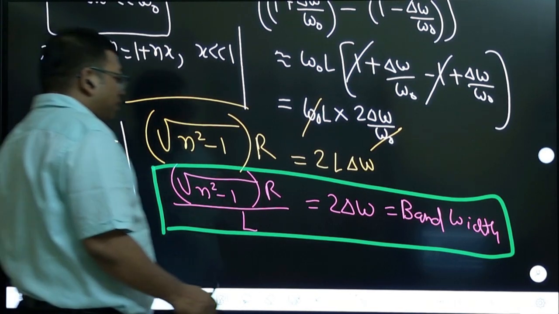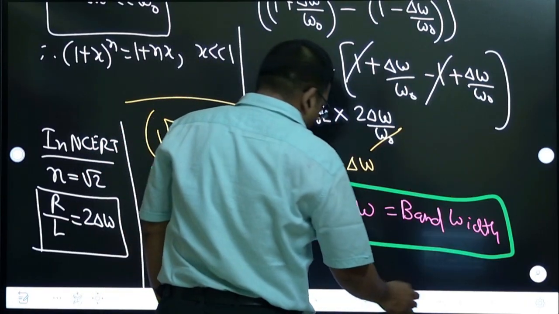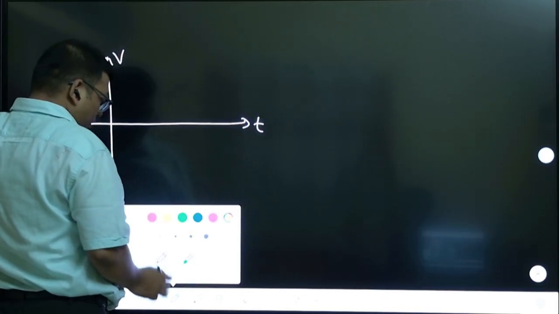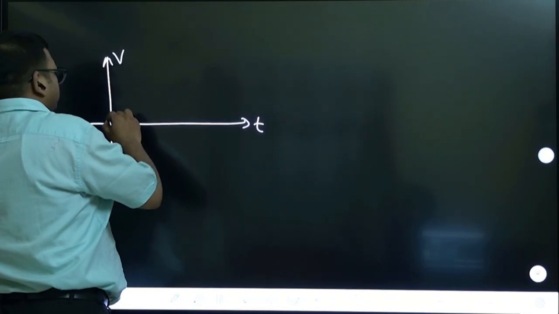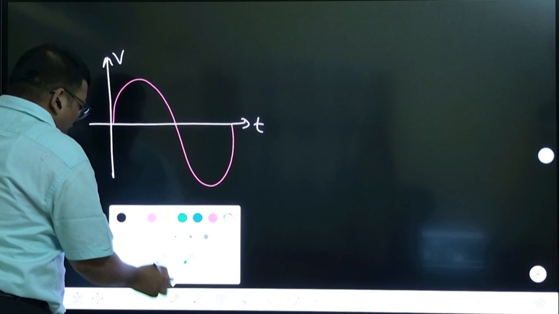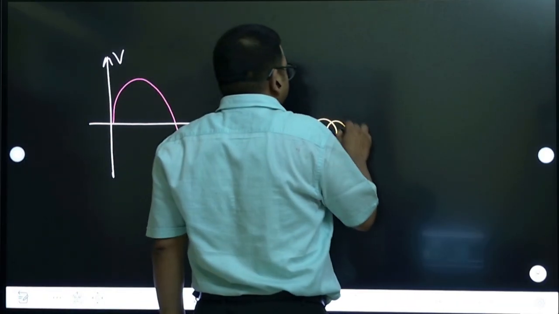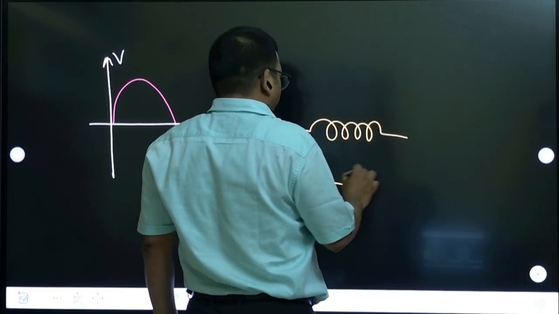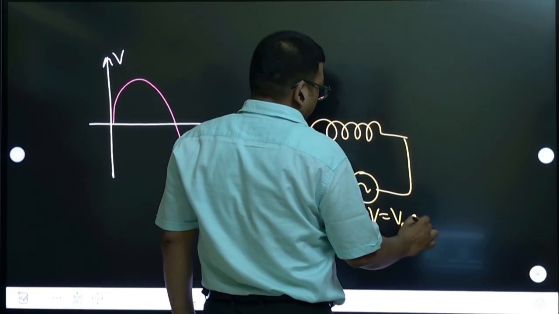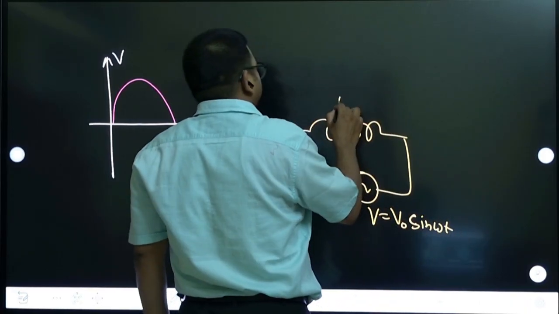If you want, just think about it, because in the LCR circuit, that was in an inductive circuit, right? So note that if you are giving the voltage signal with respect to time, the graph of voltage is like this. Correct? And you are starting an inductive circuit. You are putting V equal to V naught sin omega t, and this is the inductor.